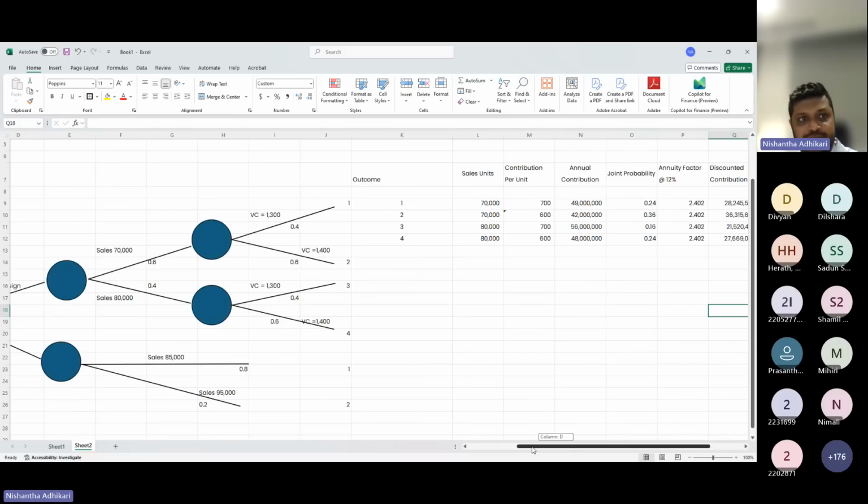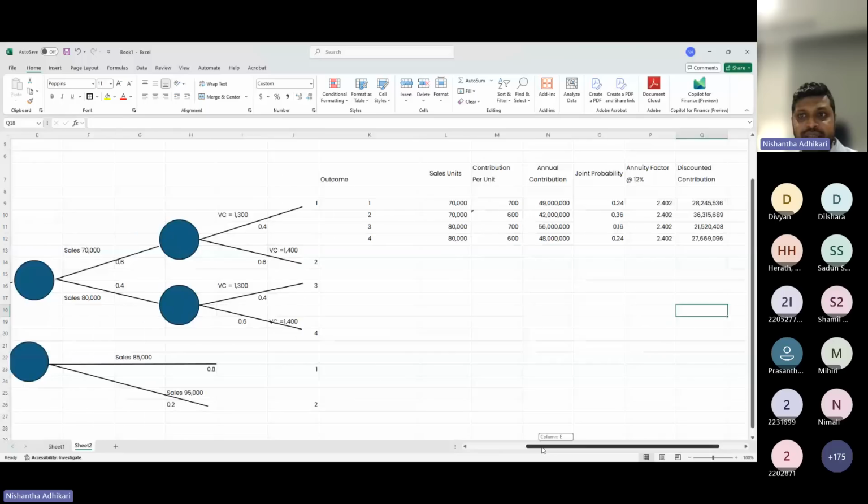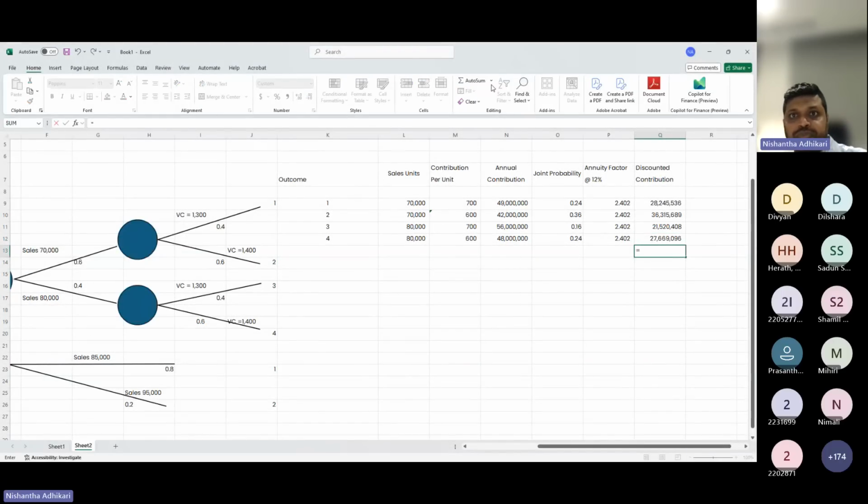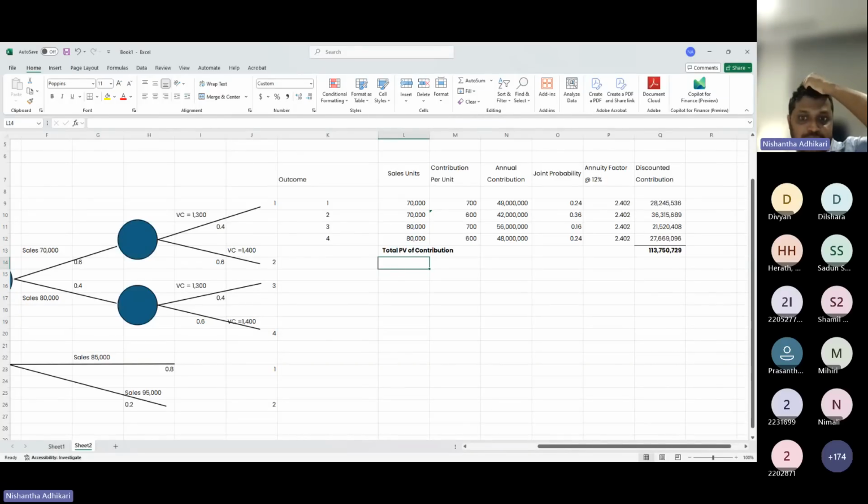I have completed the entire branch. Remember, change in product design. I will take the total here: 113 million, the total expected present value of contribution. During this period, for the change in product design, you have to incur 3 million initially. Therefore, you have to deduct the product design cost, 3 million.